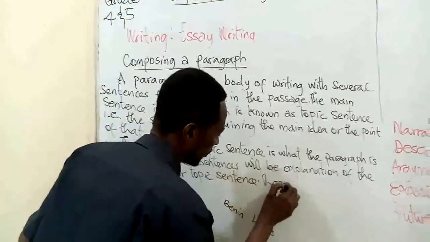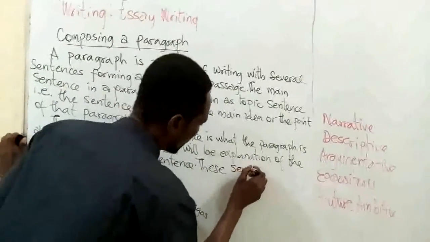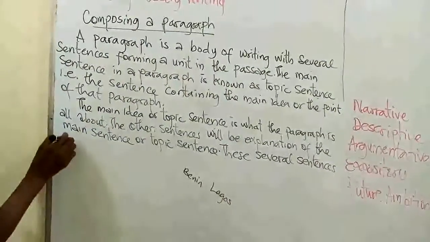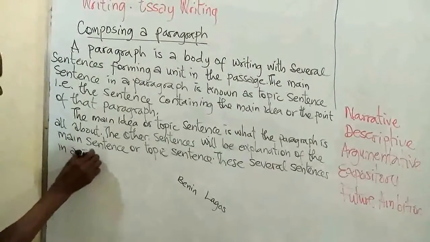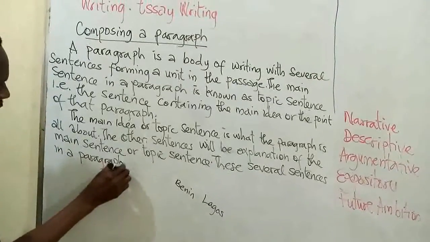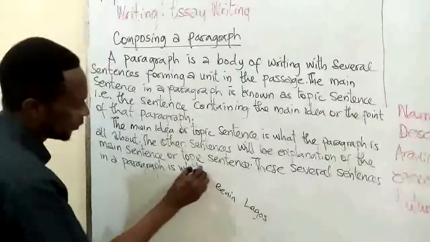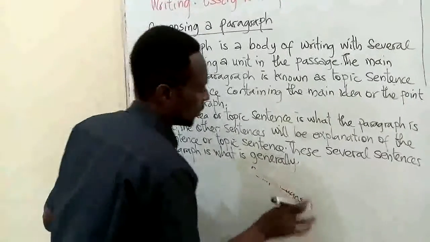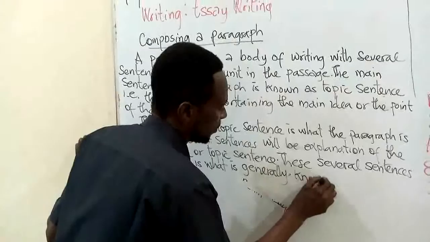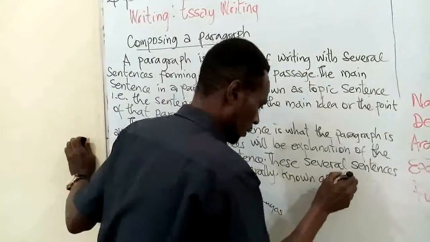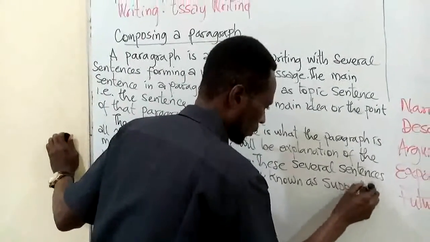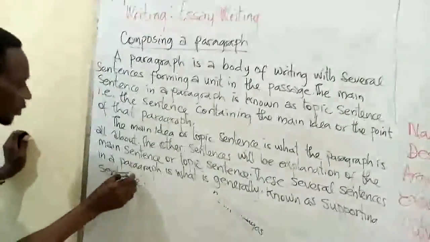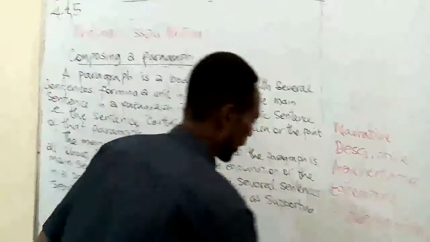These several sentences in a paragraph are what is generally known as supporting sentences. Supporting sentence. Alright, I'm going to give you an assignment then.